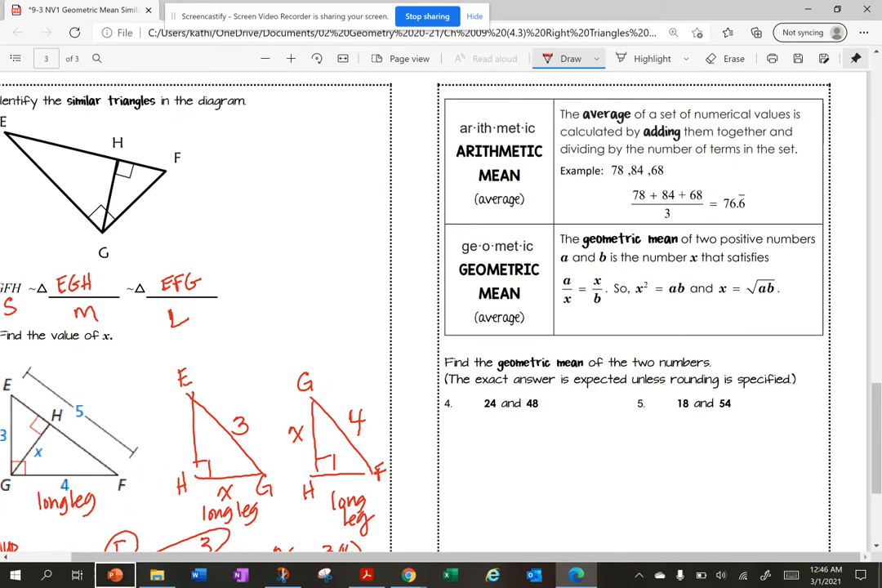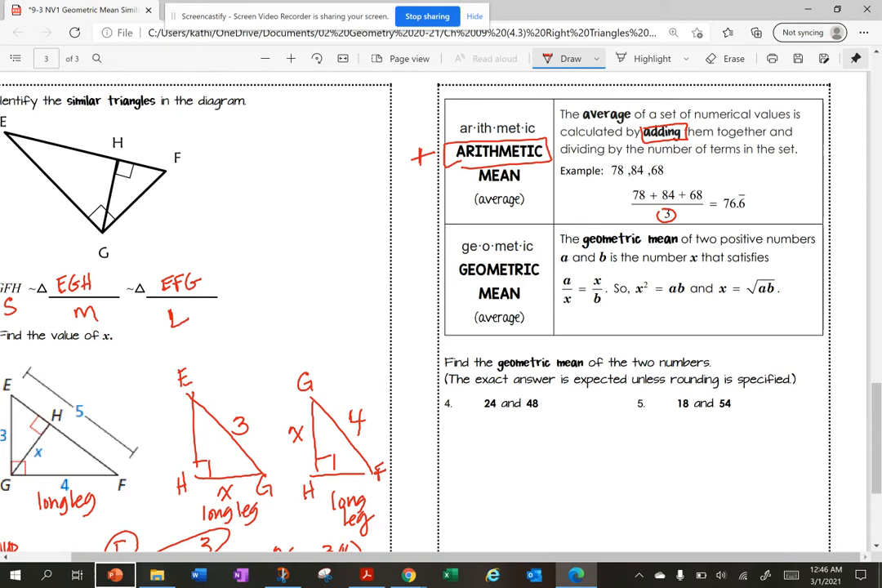An arithmetic mean of a set of numerical values is calculated by adding them together and dividing by the number of terms in the set. So if I have 3 numbers, I add them together and I divide by 3.